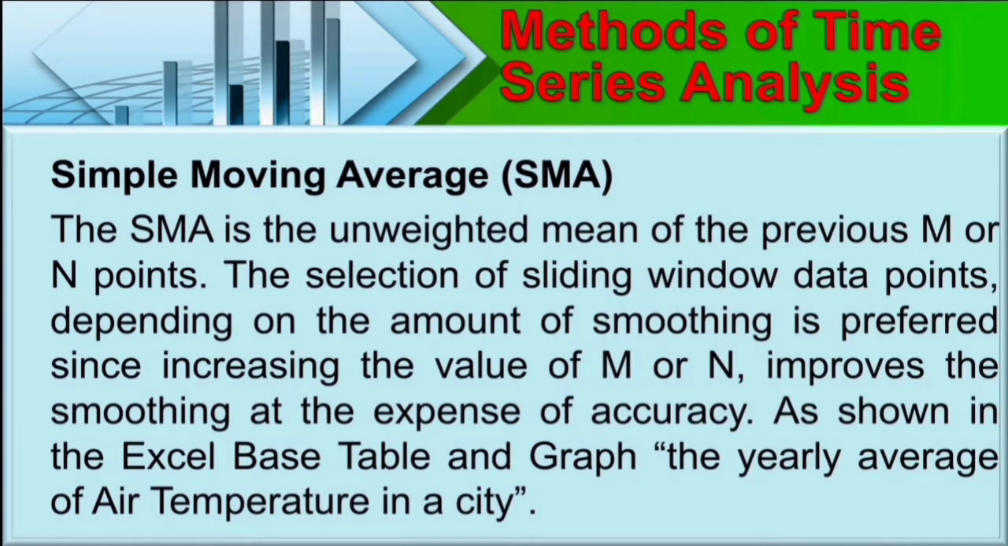Methods of time series analysis. Simple moving average or SMA. The SMA is the unweighted mean of the previous M or N points. The selection of sliding window data points depends on the amount of smoothing preferred, since increasing the value of M or N improves the smoothing at the expense of accuracy. As shown in the Excel-based table and graph, the yearly average of air temperature in a city.